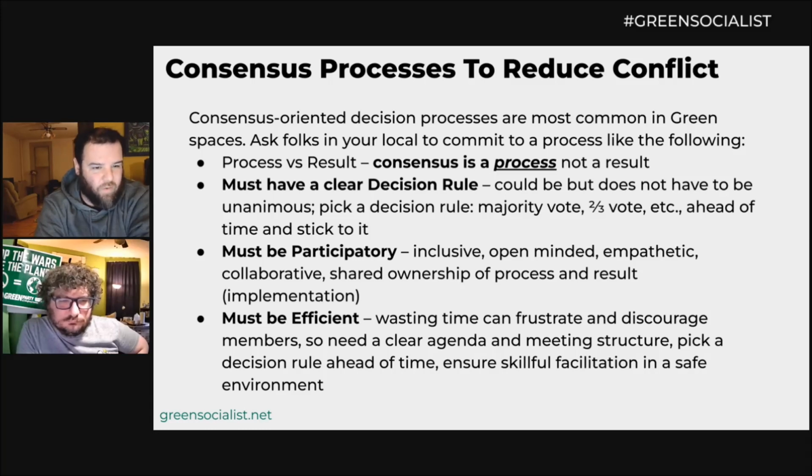What was the vote for? What was the purpose? And one of the main problems with consensus can be that it can be inefficient, right? It can seem like wasting time. It can frustrate and discourage members. So you have to have a clear agenda and meeting structure. You have to have people who are facilitating, in charge.